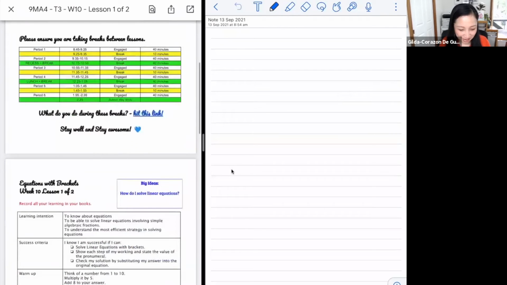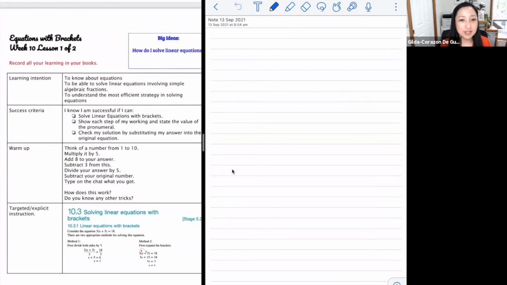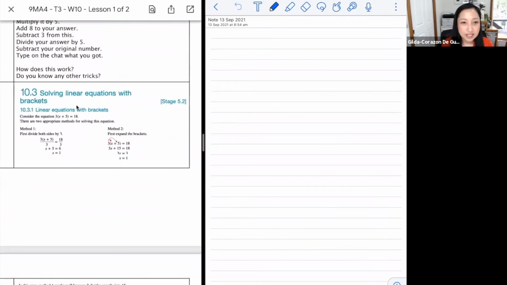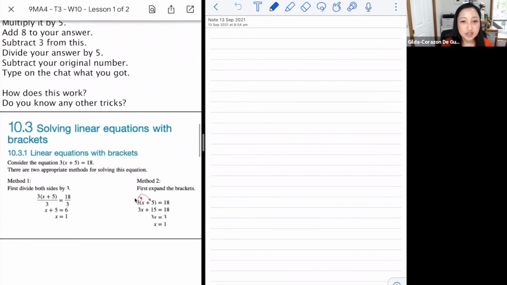All right, so we'll be looking at solving equations, this time those equations with brackets, okay? So what do they look like? These are equations that look like this one here. So it would have brackets, yeah? There are two methods to do this, right?